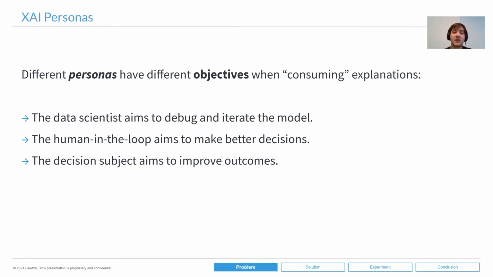And a decision subject, which is someone that is affected by the decision, wants explanations to understand why some decision was made, and in the future, how they can improve their outcome.